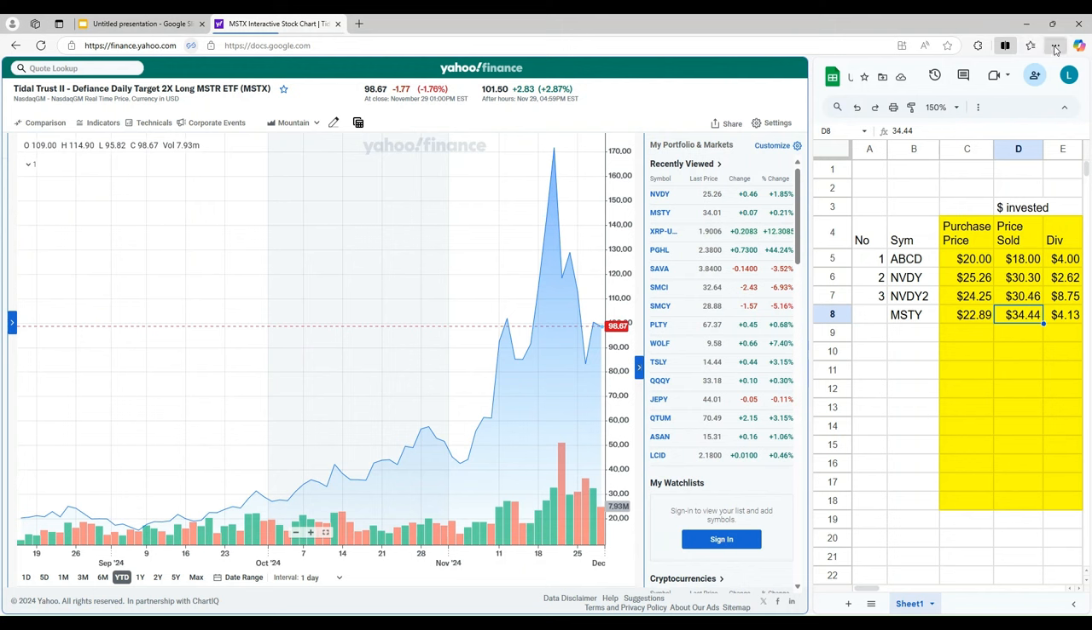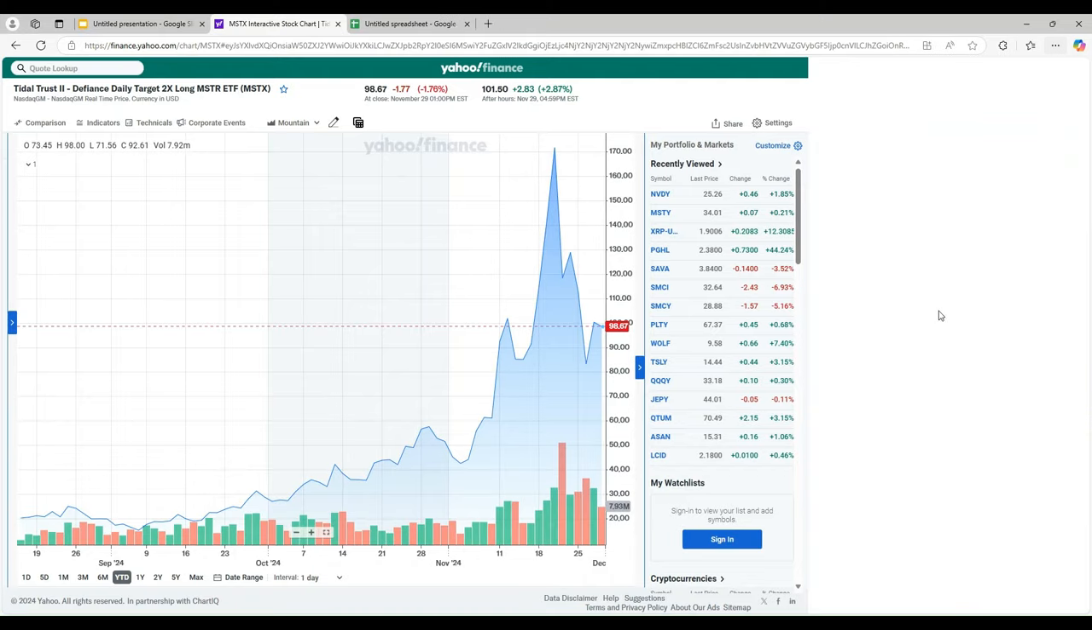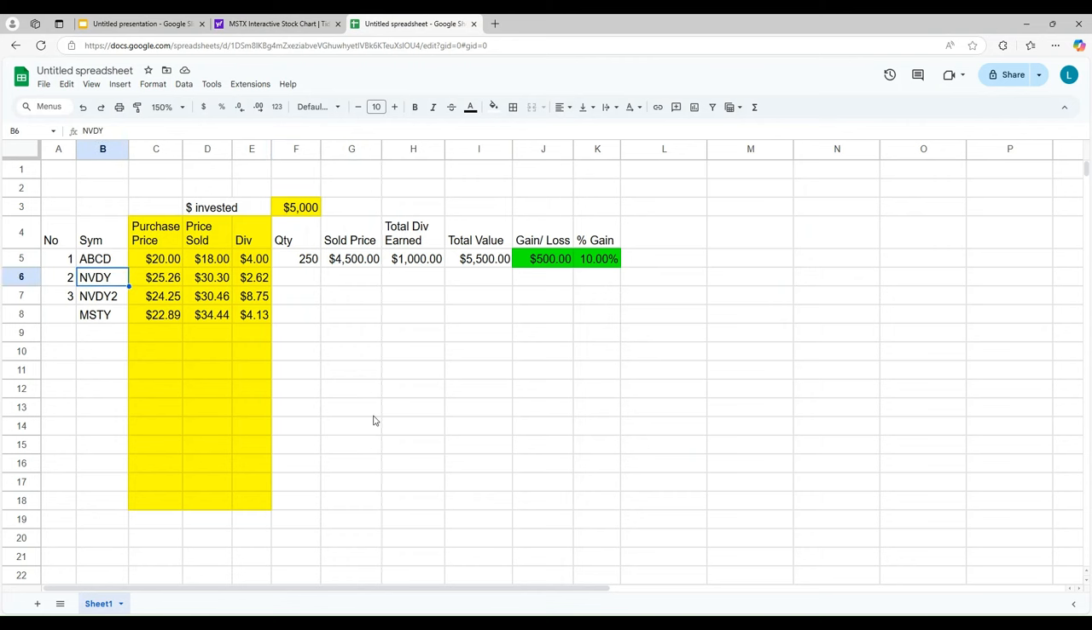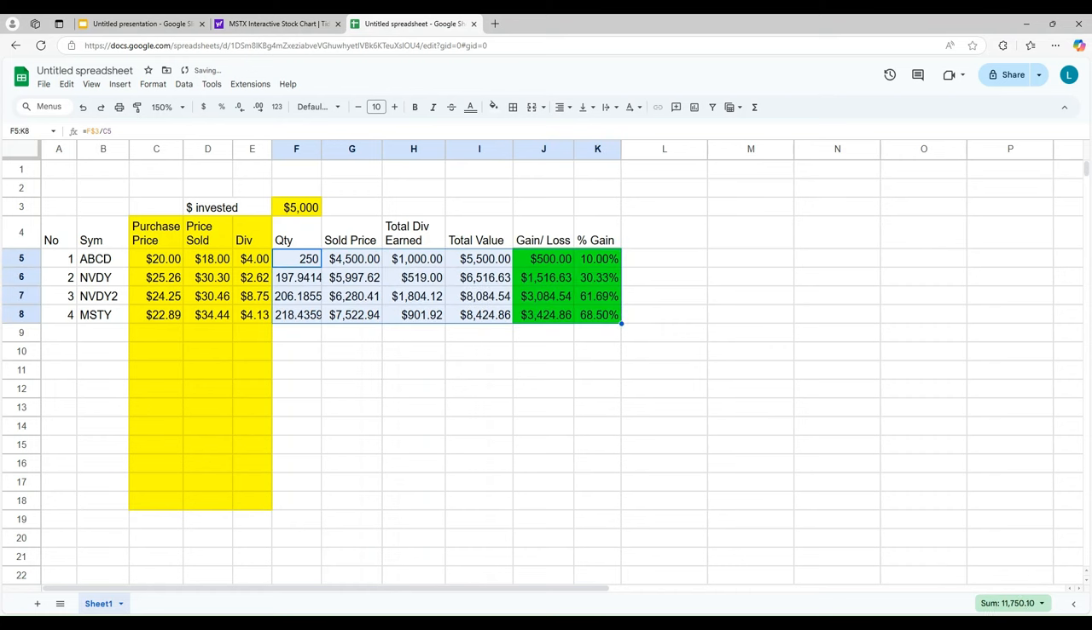Let me just remove this split screen thing. Okay, let's say I'm going to go over here. All right, you see all this? We picked it up, right? Now, you don't need to do anything. All you do is just a formula over here. So you pick any symbol you want, any time period you want, all you need to do is just enter these three pieces of information, the ones I highlighted in yellow: the purchase price, price sold, and dividend, and everything else you will know exactly.